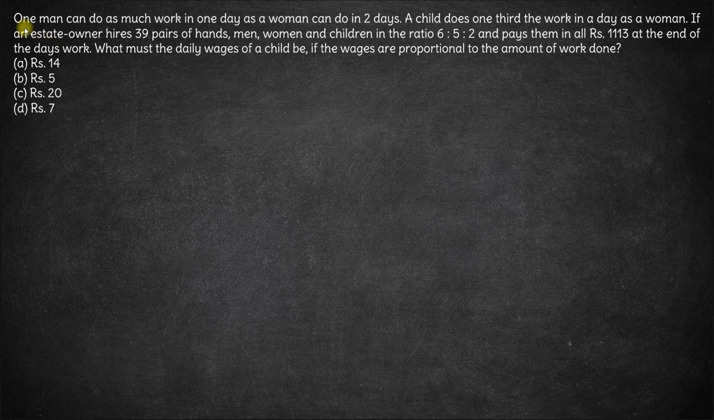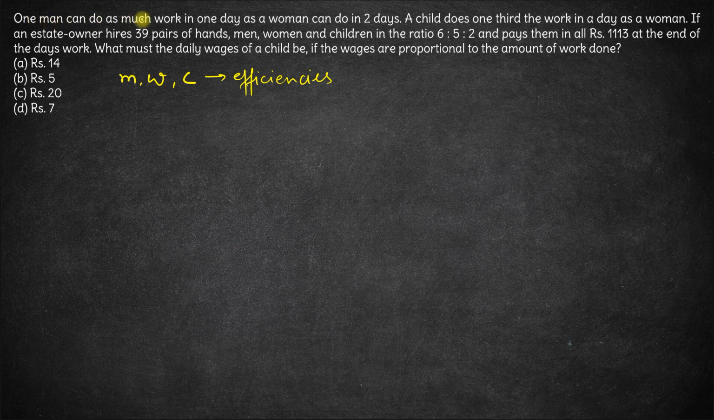Hi, here we are given a man can do as much work in a day as a woman can do in 2 days. So we are effectively talking about their efficiencies, right? So let's say the efficiency of a man is M units, a woman is W units, and a child is C units.